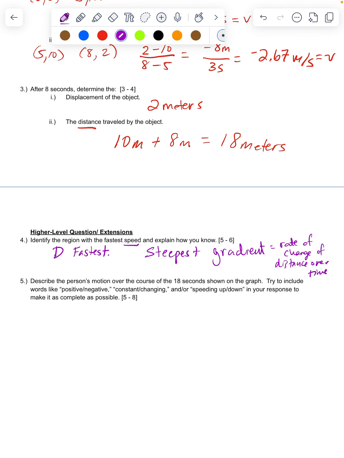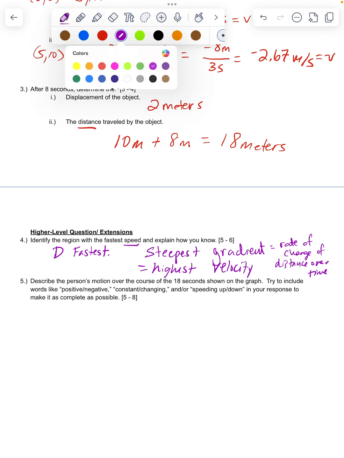Or I can simply say the gradient represents velocity on this graph. And so when I see the steepest gradient, that means that's the highest value for velocity. Sorry, that's a little bit messy of an answer. I didn't give very much room here, but that's something that we could say. So we both answered the question.